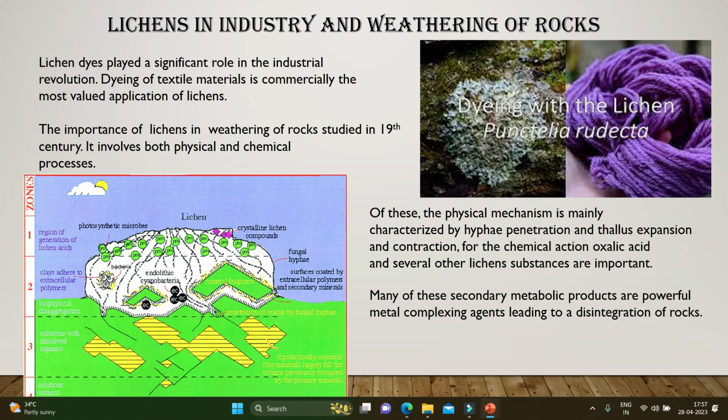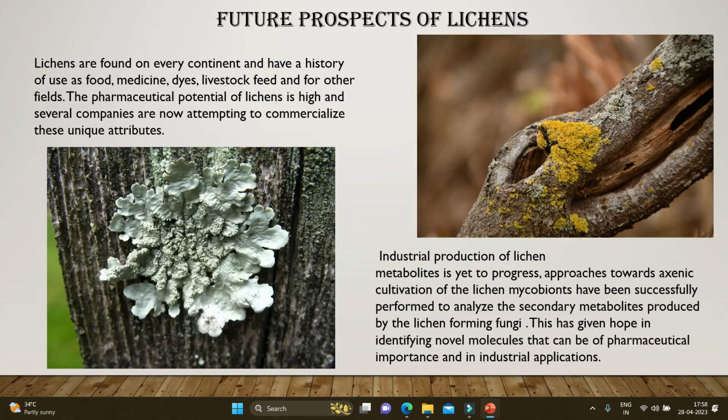When it comes to the physical mechanism, the characteristic feature is hyphae penetration. The hyphae will penetrate into the rock as a result of thallus expansion and contraction. This is the physical mechanism. As a result of this, there is a weathering of the rocks which adds minerals. Again, the secondary metabolite products of this lichen will add to the soil. As a result of chemical action, oxalic acid and several other lichen substances also play a major role here. Many of these secondary metabolic products are powerful metal complexing agents, leading to a disintegration of rocks.